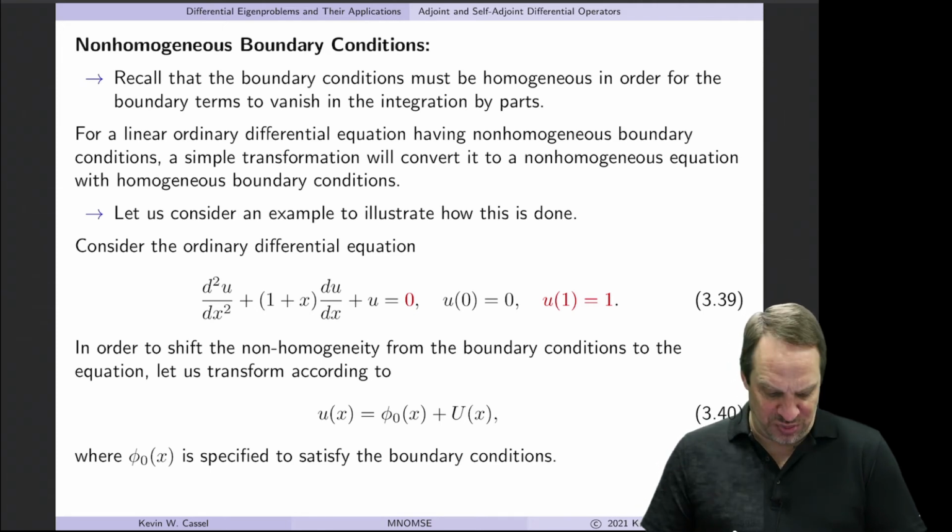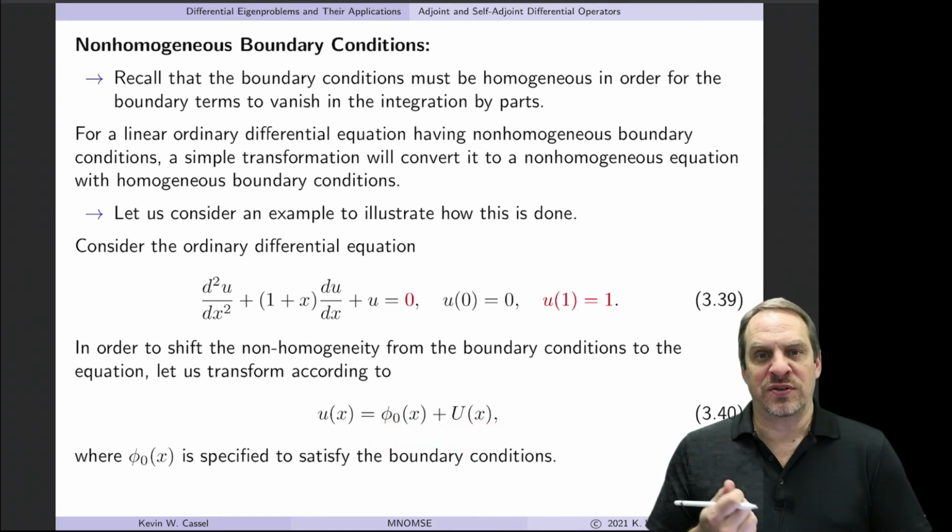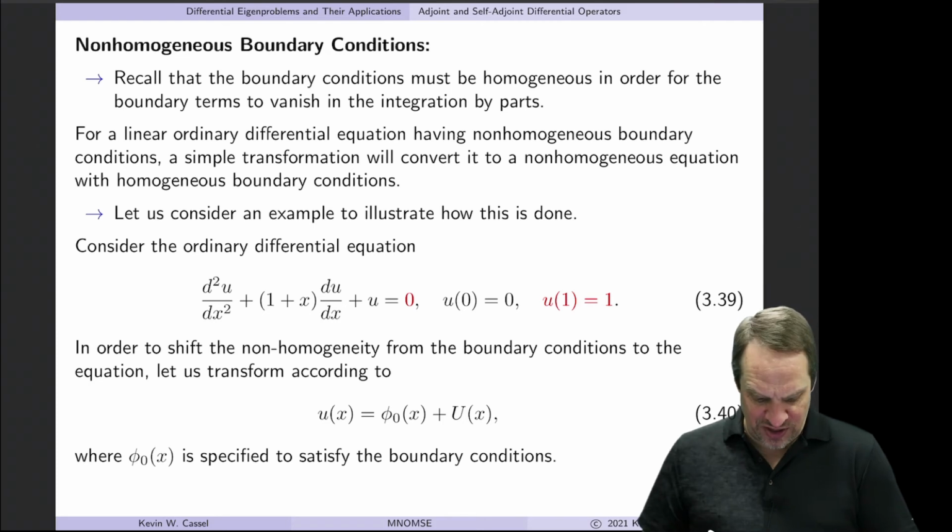So here's the basic process. We have our original variable u of x. We're going to say that's equal to phi 0 of x plus capital U of x. Capital U of x is going to be our new dependent variable. Then phi 0 of x is going to be a function specified by us that takes into account that non-homogeneity in the boundary conditions. So here's how that works.